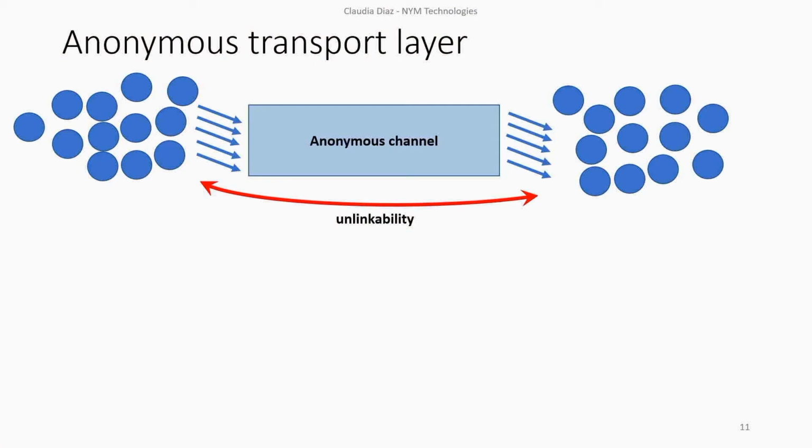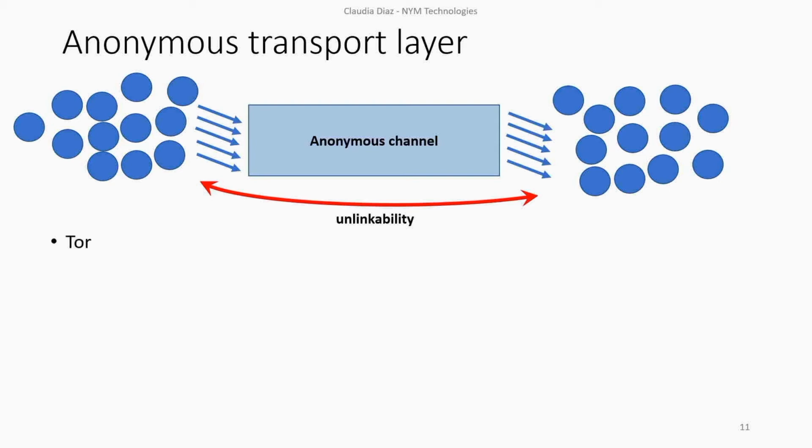So that means that the adversary is observing the network, sees inputs into the network, sees outputs from the network, and is not able to match which input corresponds to which output, okay? So what kind of anonymous transport layers do we have? I mean, there is Tor. I guess most of you know it.